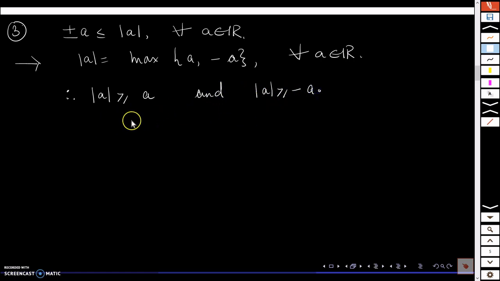If I combine these two inequalities, what I have is A is less than or equal to mod A and minus A is also less than or equal to mod A. So both of them, plus and minus A together, are less than or equal to mod A for every real number A. A simple property which tells us that the number as well as its negative is less than or equal to its modulus. So this is the third property.